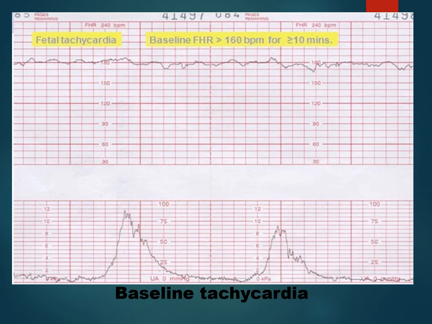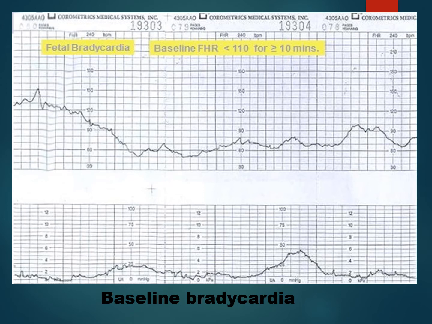The baseline is 180, which is abnormal. This is called sinus fetal tachycardia. This is the fetal bradycardia. Baseline is around 60, between 60 and 70, or between 60 and 80, which is abnormal.